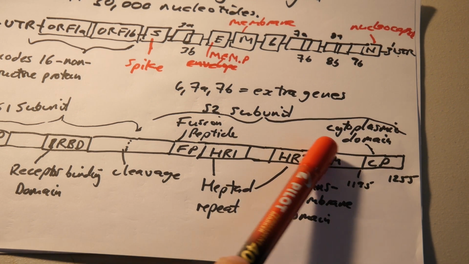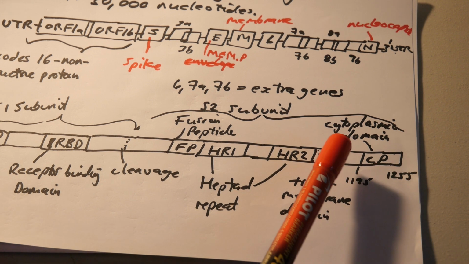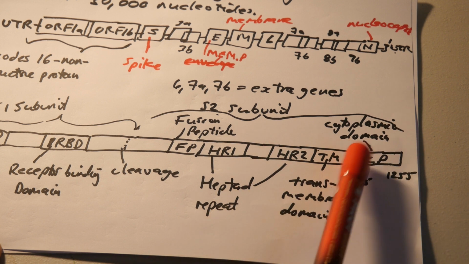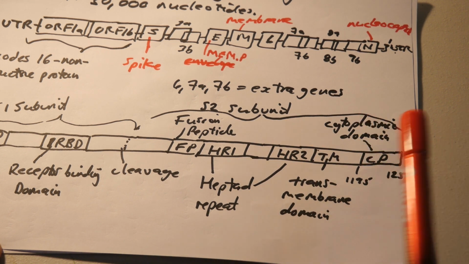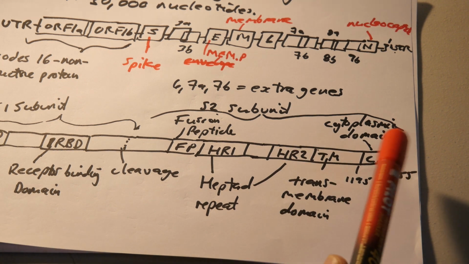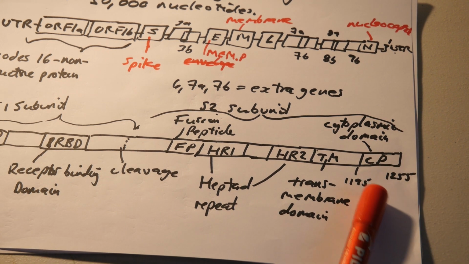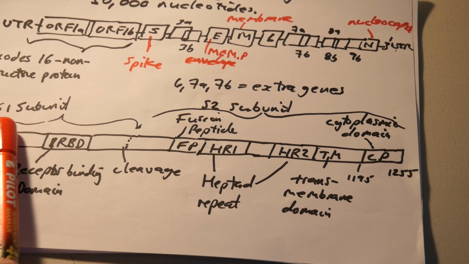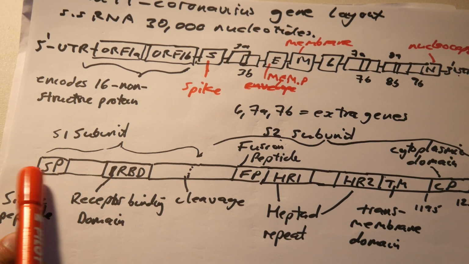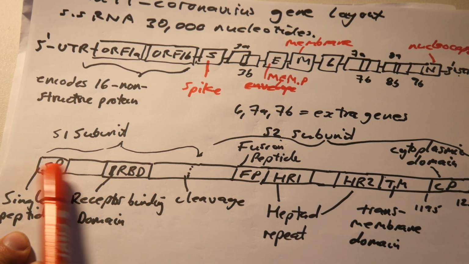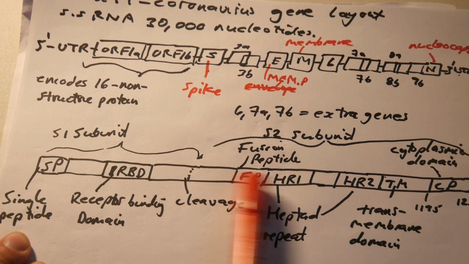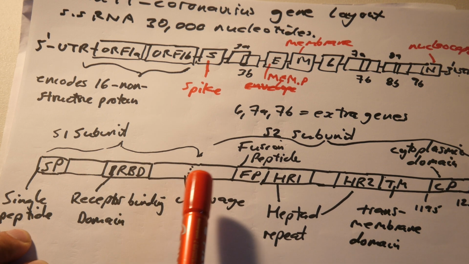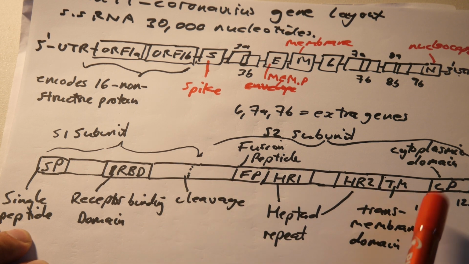And then lastly, there's a cytoplasmic domain here, which is involved with the host cell, human cell interactions, okay? The whole length of that is 1,255 amino acids, okay? The S1 subunit here, this section is involved with recognizing human cells, and this S2 subunit is involved with fusion of the viral and host cell membranes. Fusion of the viral and human cell membranes, okay?